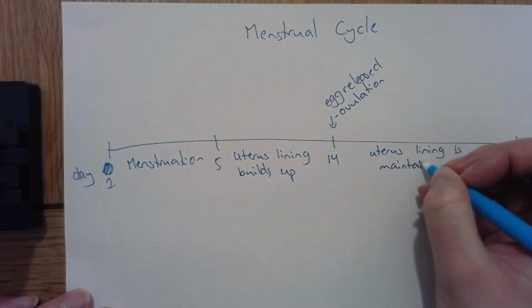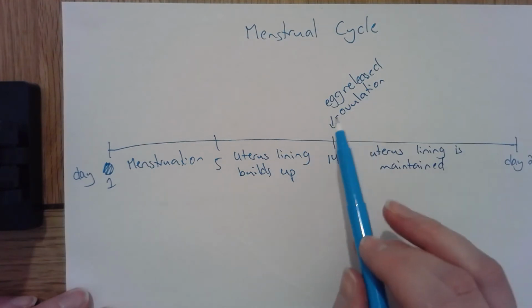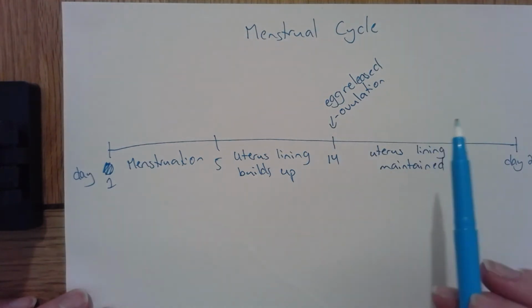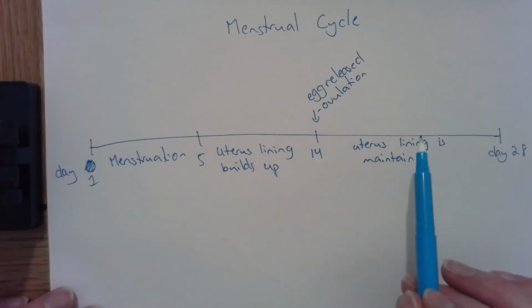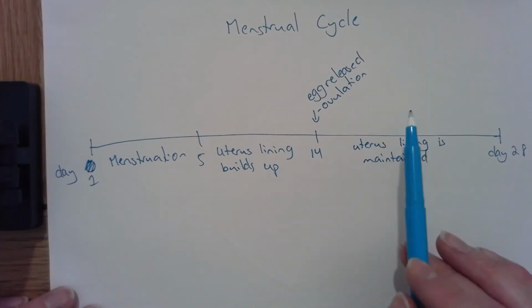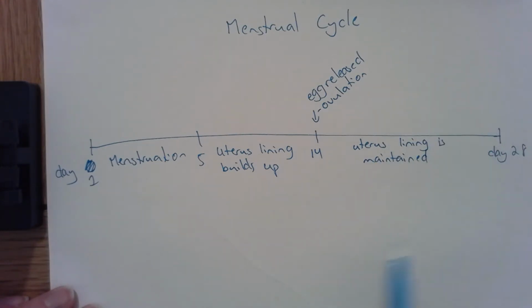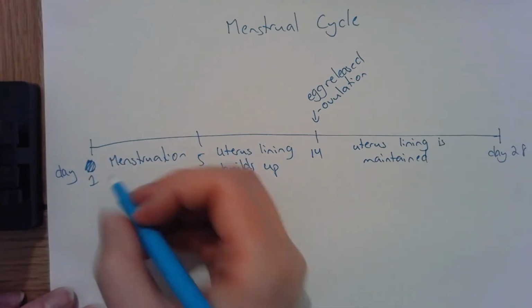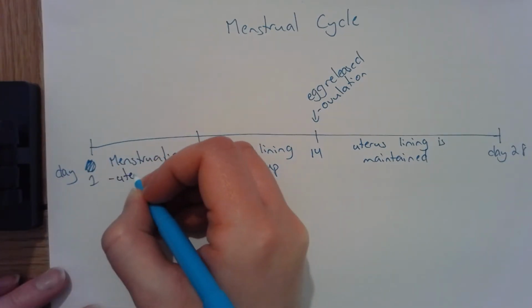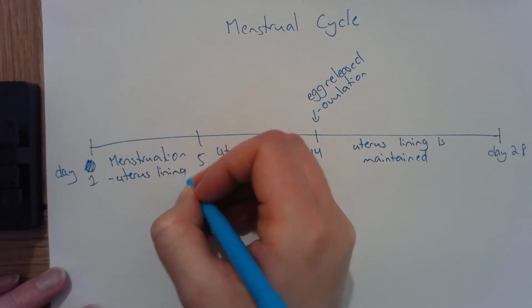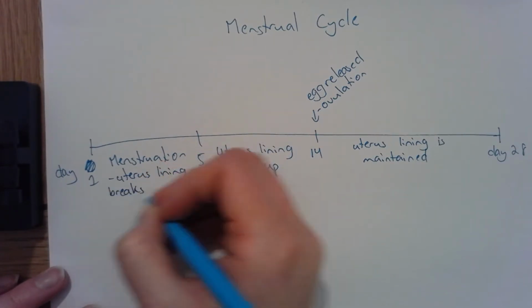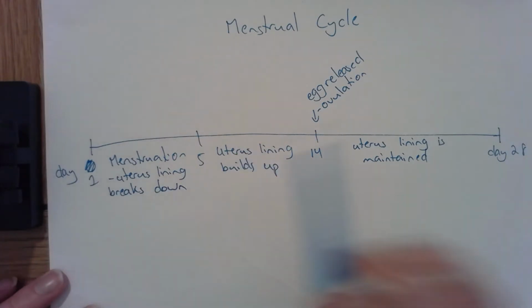And basically that egg is being released, it's traveling down the fallopian tubes and waiting to see if there's a sperm cell that is going to fertilize it, in which case it will implant into the lining and there'll be a pregnancy. Or if it doesn't get fertilized and doesn't implant, then we go back to day 1 and we have menstruation again. And during menstruation, the uterus lining breaks down. And so roughly every 28 days, or roughly once a month, this happens. And it is controlled by a series of hormones.